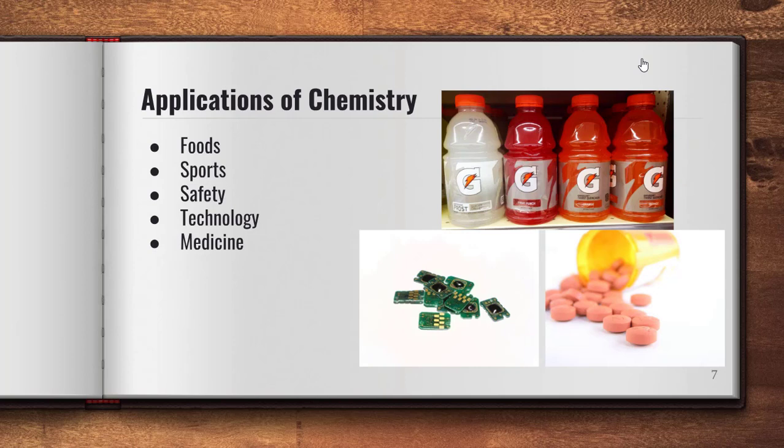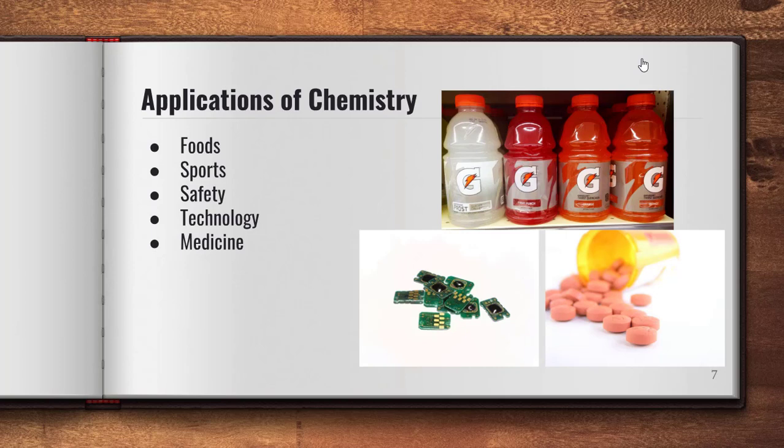Sports, if you look on the right there, Gatorade is a very famous application of chemistry in sports. There are a lot of electrolytes in there that help you replenish water inside your body faster, and some simple sugars that help give you immediate energy. So there are lots of applications for chemistry in sports itself. In terms of safety, we're developing chemicals that are as light as t-shirts but are able to physically stop bullets from going through them. It's an amazing concept in chemistry, and that's something we're going to look at as well.